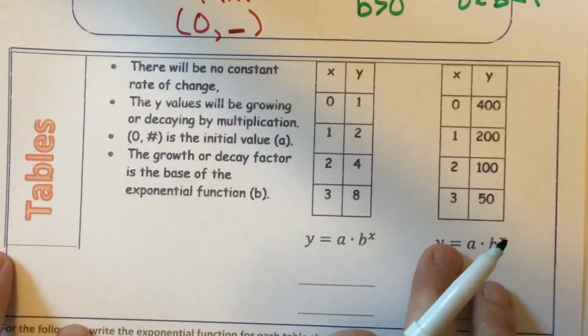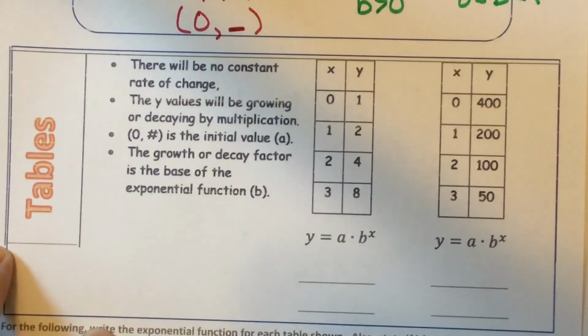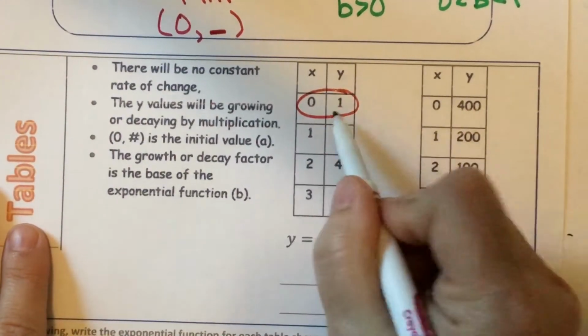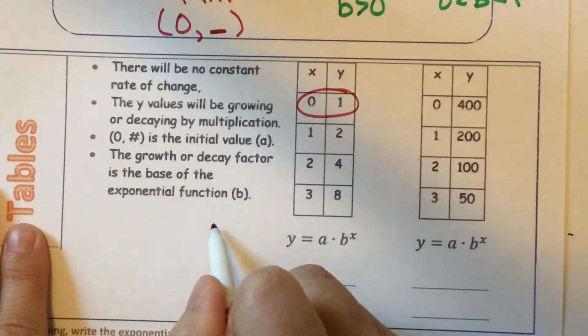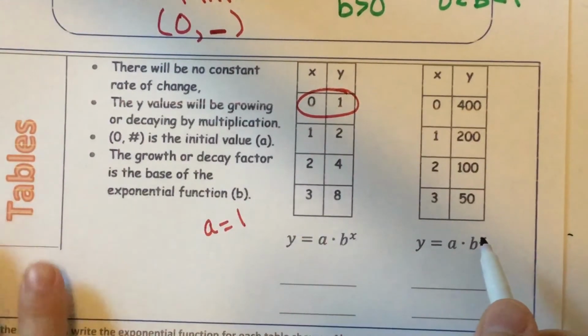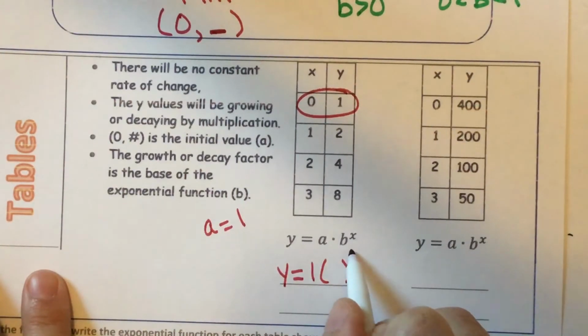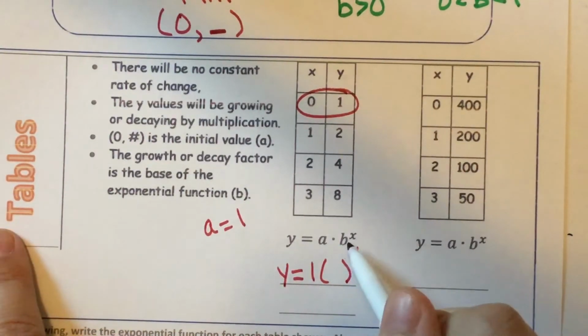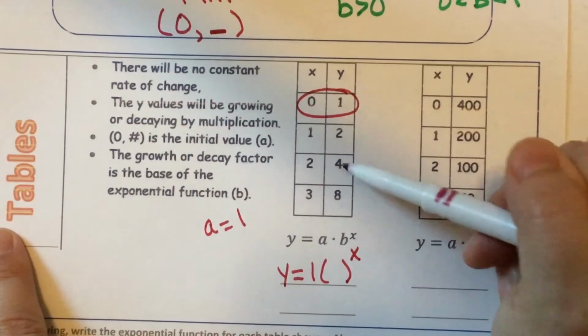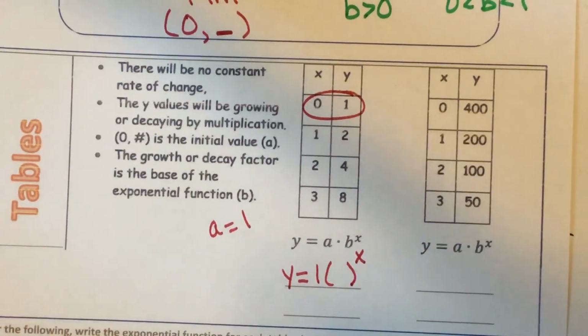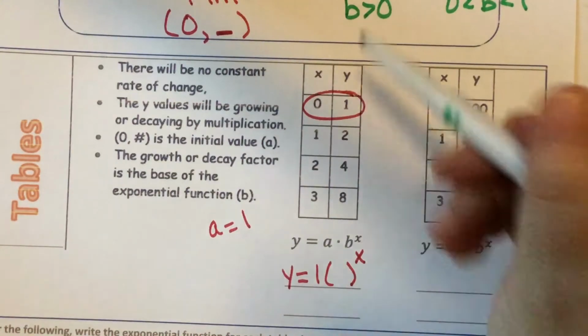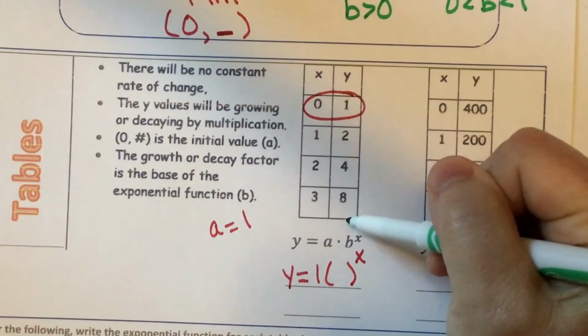So looking at this problem, can you find the a? A is the initial value. It's the y-intercept. So I look for 0 in the x column, and the 1 would be the a. So my a value here is a 1. So I'm going to have y equals 1. Now the b value is normally put in parentheses, and the x just stays as x. So now let's figure out the b. Can you tell me what these y's are multiplying by every time? The y's are multiplying by 2.